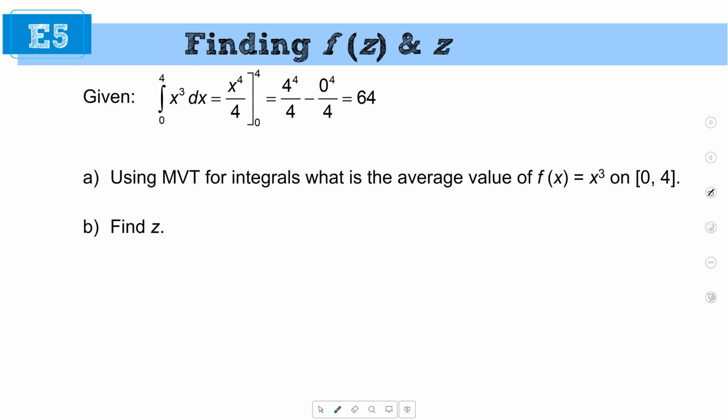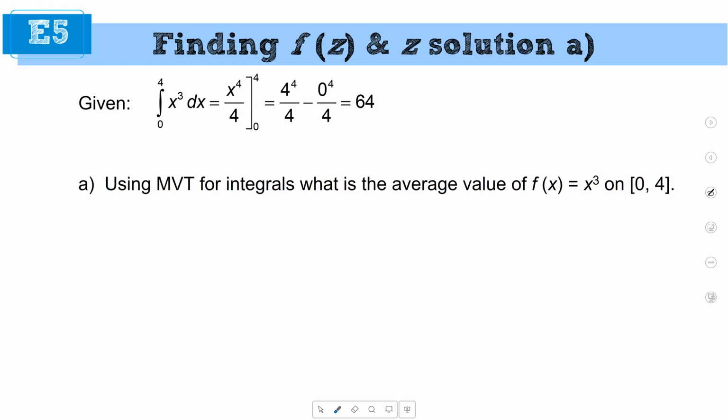Let's go back to the problem. What's B in this case? 4. What's A? 0. So that only leaves us one thing to figure out, and that is f of z. So that 1 over 4 minus 0 is the 1 over b minus a business. The 64 comes from the integral from 0 to 4 of x cubed. And that tells me that the average value of that function is going to be 16. It's fairly tall. Any problems there? Okay, so how do I find where z is?